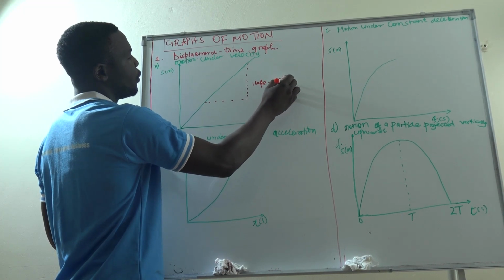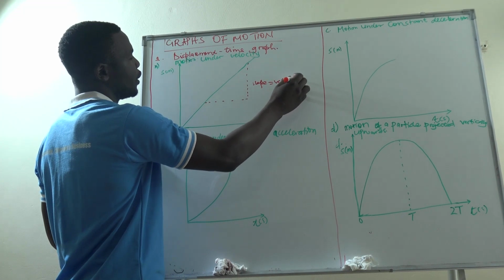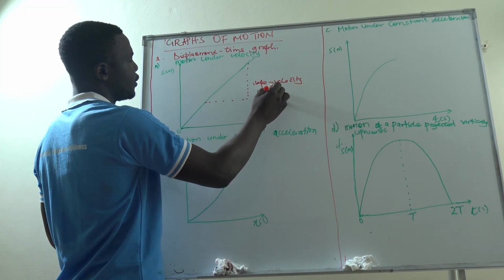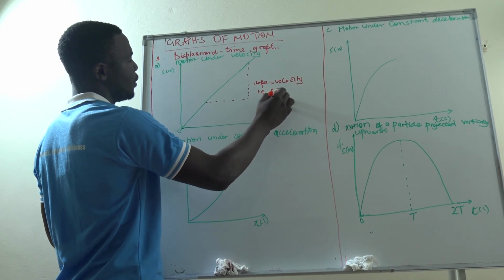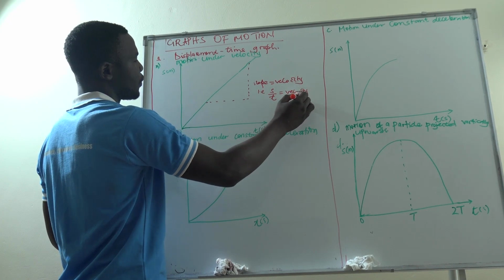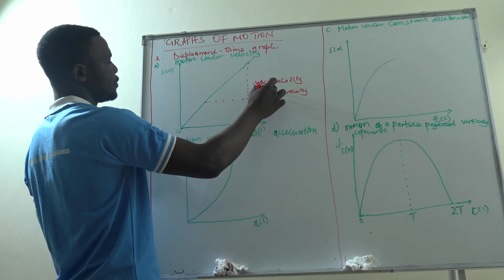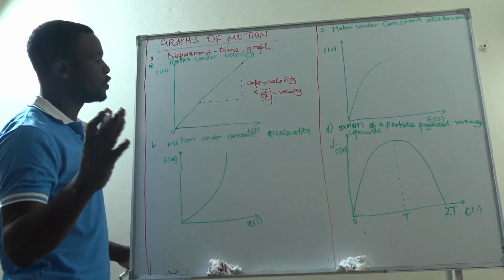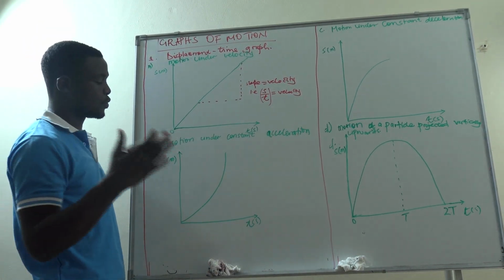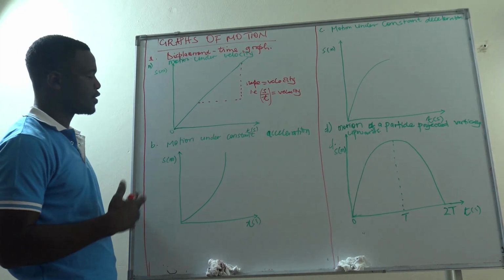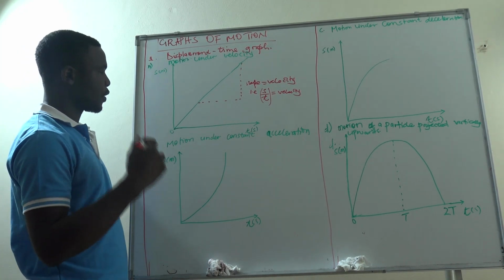The slope of this graph is equal to what? It is equal to velocity, i.e. displacement over time, which is equal to velocity. And you can see that displacement over time goes in the units of velocity, therefore it is true: the slope of a displacement time graph is velocity.